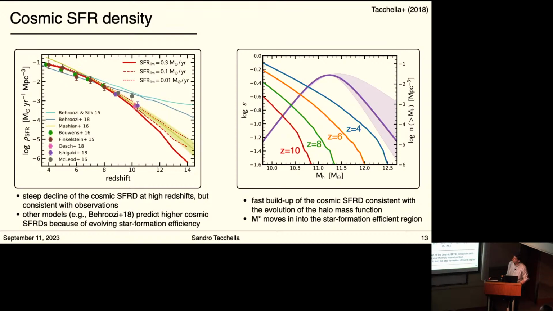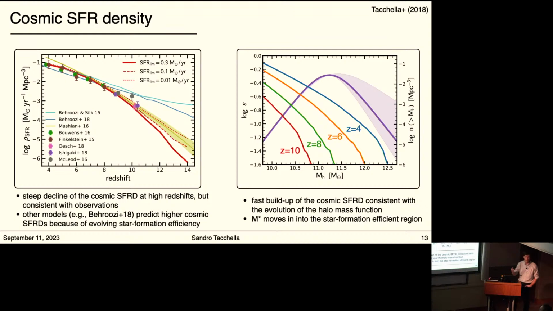So now, this is not the only model, obviously. There are many other models. And so you can see, for example, another very popular model is the UniverseMachine, Behroozi's model. And you can see that those models reproduce the data quite well as well at lower redshifts. And then there is a very strong difference at redshift, above redshift 10, basically. And the main reason there is that in such a model, the star formation efficiency increases towards higher redshift.